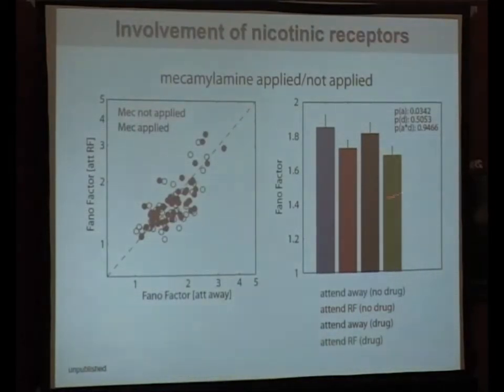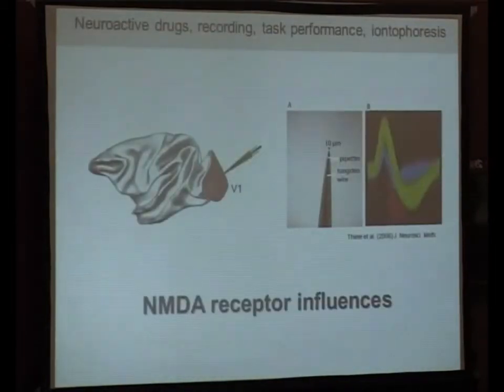But the important thing to mention here is that cholinergic modulation influences rate changes in acetylcholine through muscarinic receptors affects attention-induced rate changes. It has no effect on attention-induced variability changes. And that is very, very different to what I'm going to show you now in relation to NMDA receptor influences.